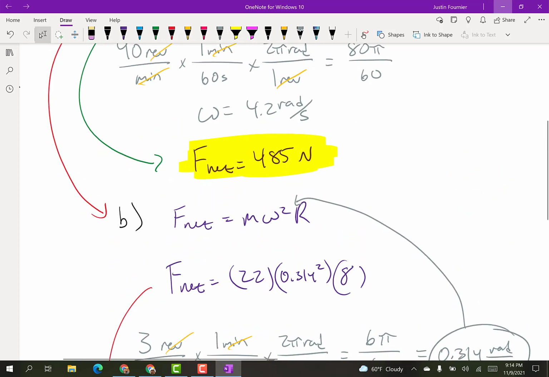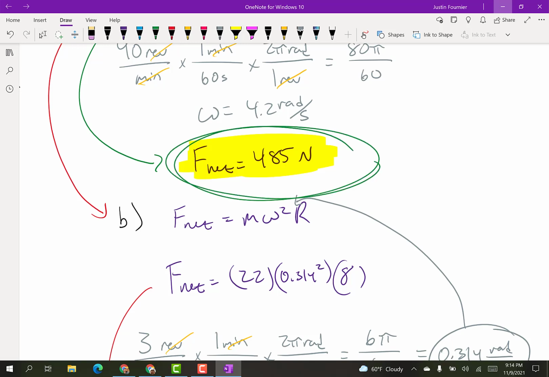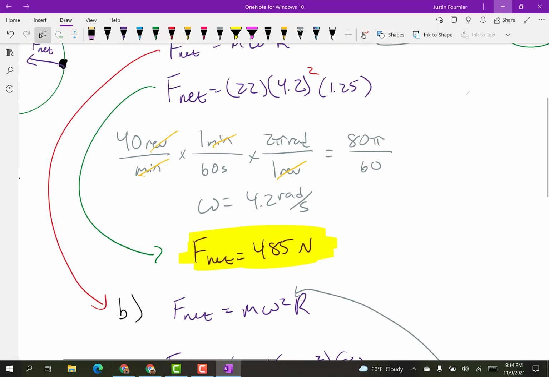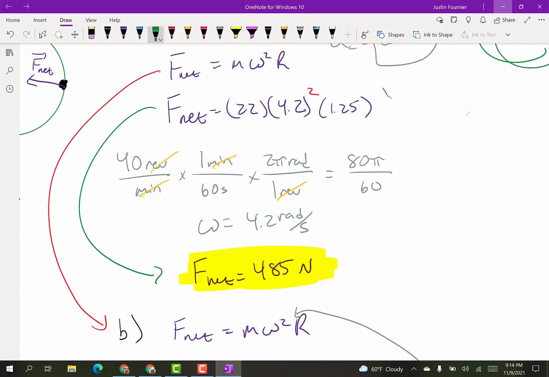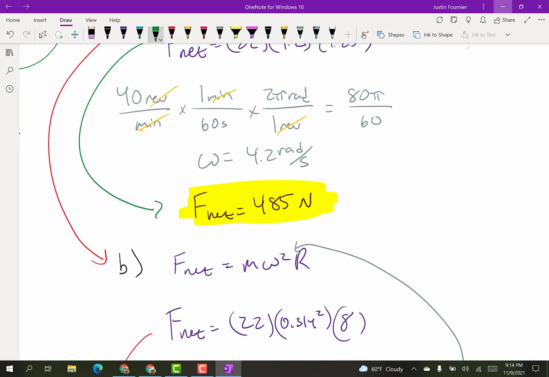We're going slower. So if you go slower, you're going to need less force in order to keep it moving in a circle. And our radius is bigger, right? So we're going slower, and our radius is bigger, and so that's going to cause that. All right.